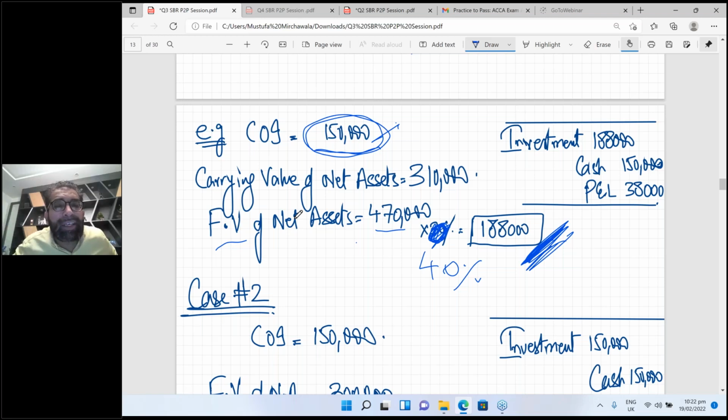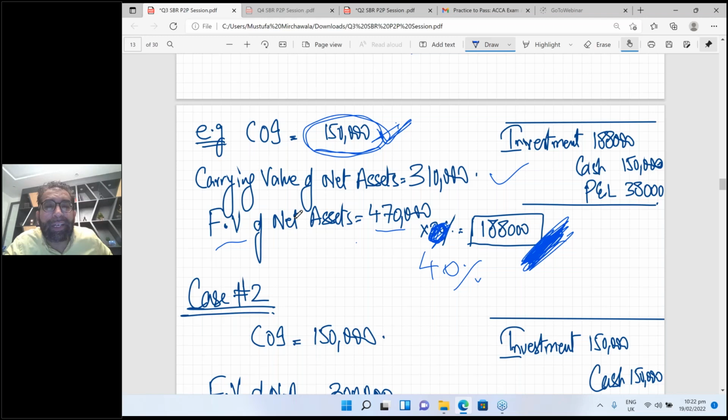So what will be the entry? Listen, you will recognize your investment at the fair value of your net asset share. So debit investment by 188, the worth of your share. How much cash did you pay? 150. And the remaining 38,000 is gain on bargain purchase.